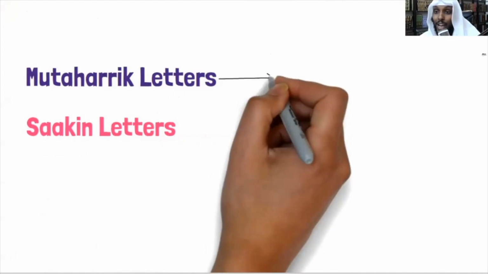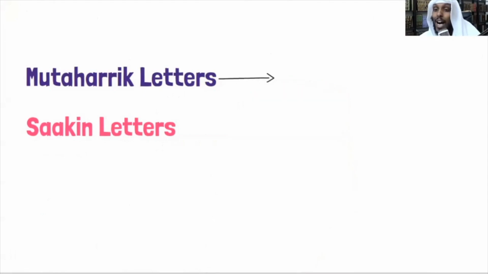We have what we call mutaharrik letters. Mutaharrik letters, that basically means voweled letters, right? Because mutaharrik stands for haraka. So in Arabic, remember in the previous video, we said that we have either voweled letters or unvoweled letters. Now, the voweled letters in Arabic, they're called mutaharrik letters. In other words, letters with haraka. Letters with what? With haraka.